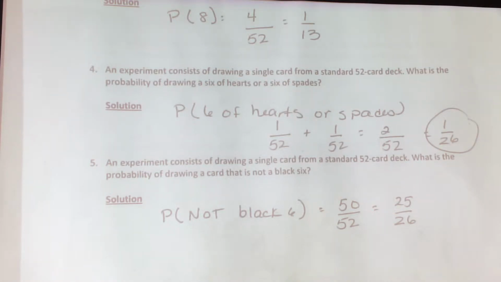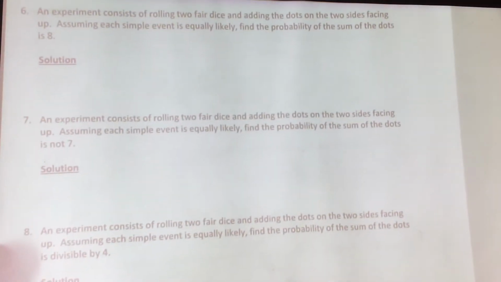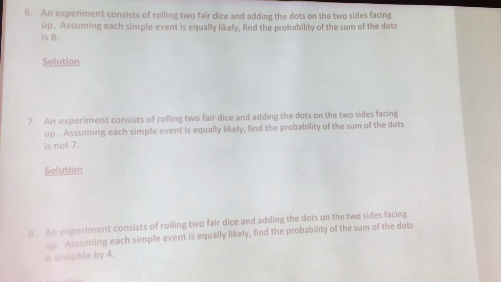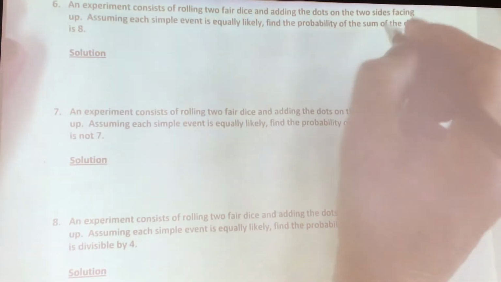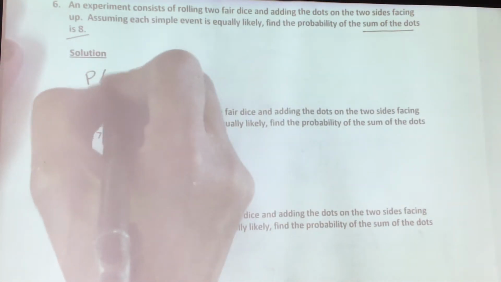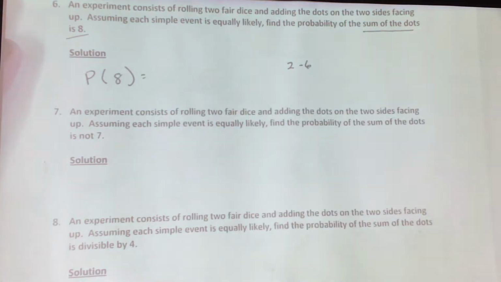Moving on to number 6. An experiment consists of rolling 2 fair dice and adding the dots on 2 sides. Assuming each simple event is equally likely, find the probability that the sum of the dots is an 8. So to find this, I can give you the sample space that is equal to 8.